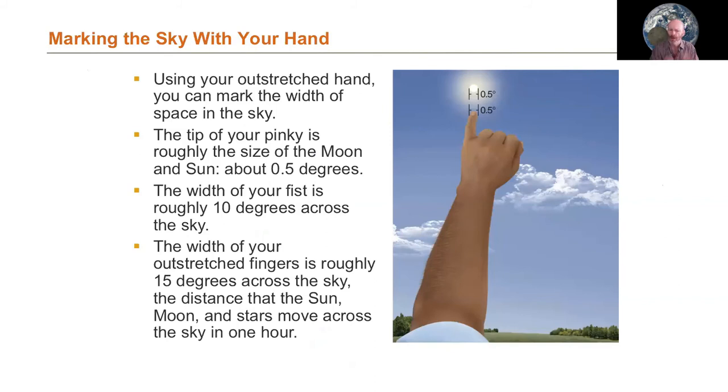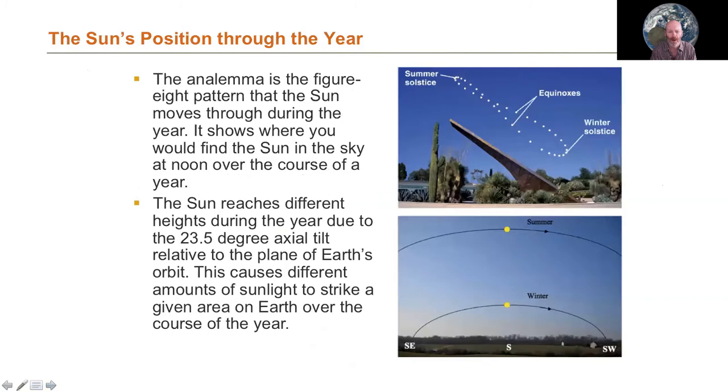You can do quick and dirty measurements in the sky just using your pinky and your fist and other kinds of things as you hold it up. I'll let you read this on your own. As you watch things happen through the year, and this is how they built Stonehenge and other monuments like that in the past, when the sun is up in the summertime, it's high in the sky. When it's in the sky in the wintertime, it's lower in the sky. And we can actually follow that pattern over the course of a year.